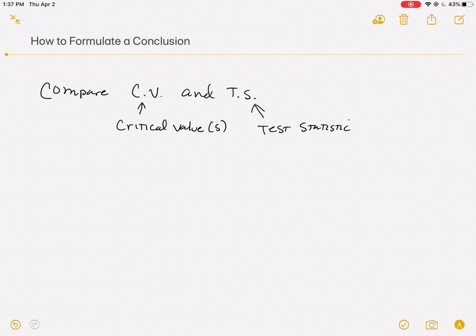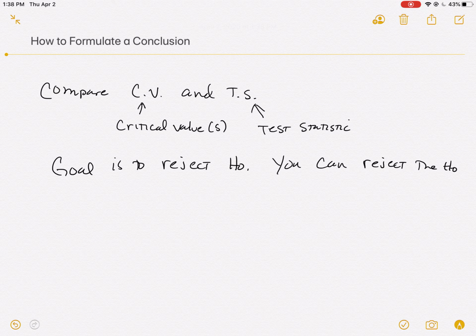To compare them, what you want to be is far away. Your goal is to reject the null hypothesis. You can do that. So I'll put, you can reject the null hypothesis if you are more than the critical value away from center.